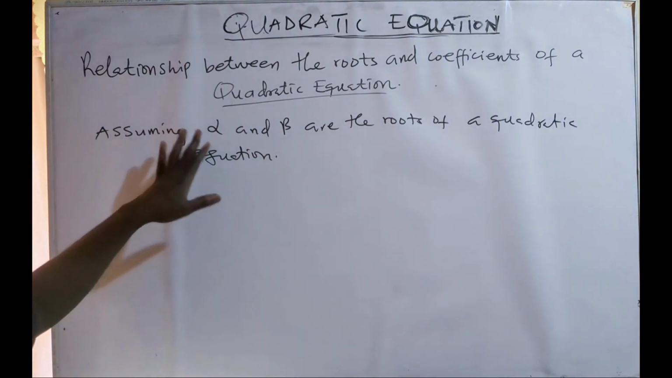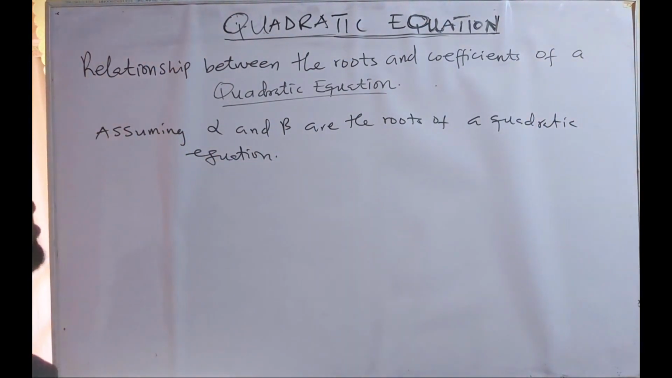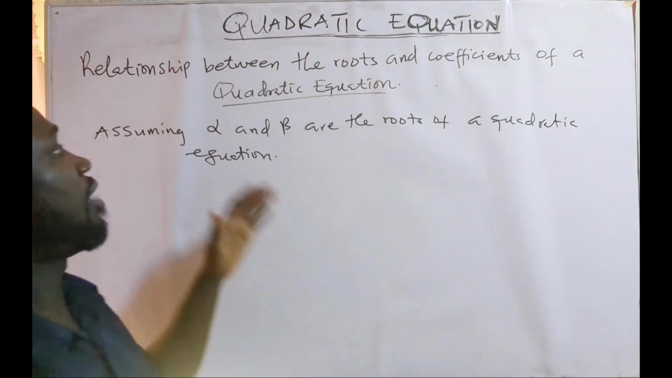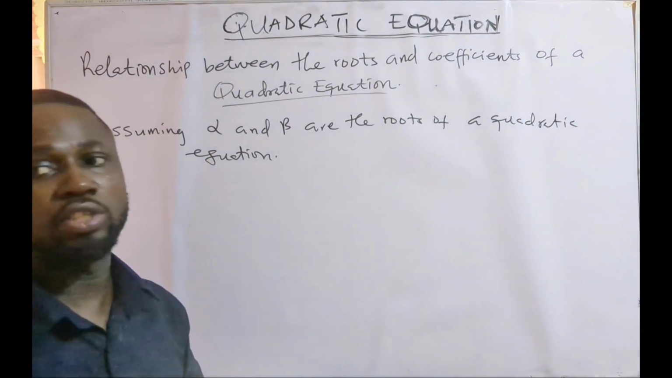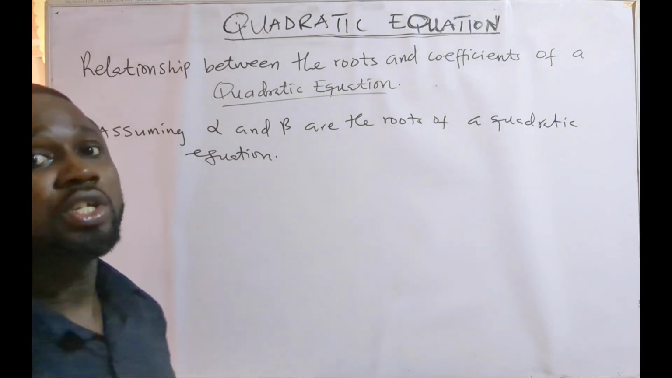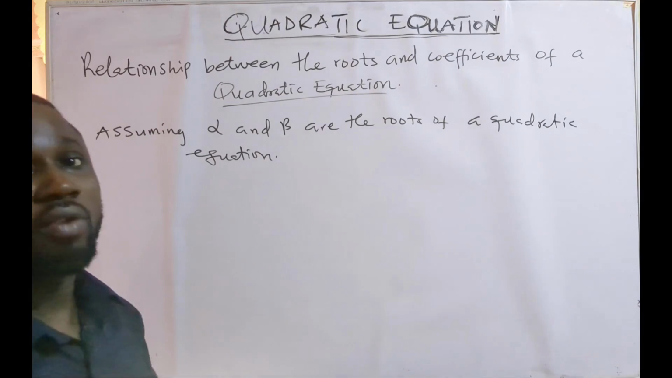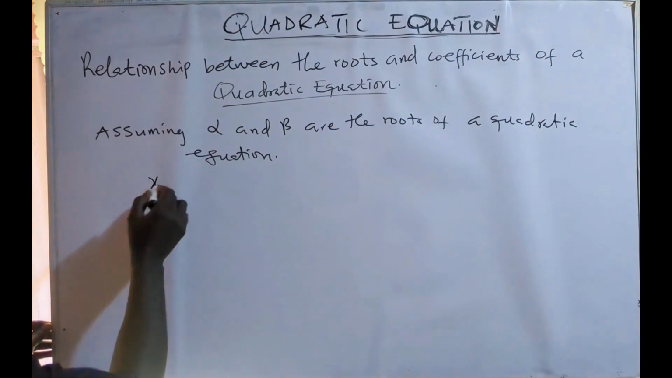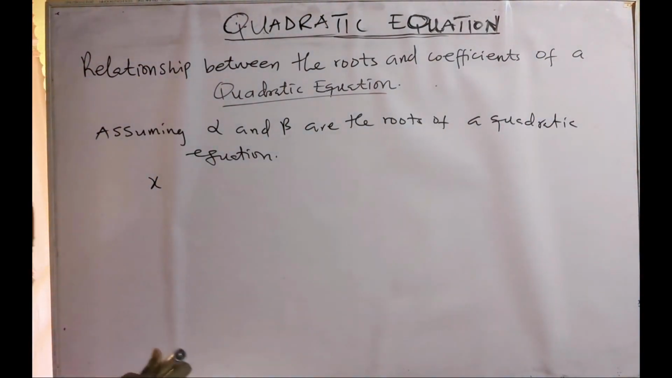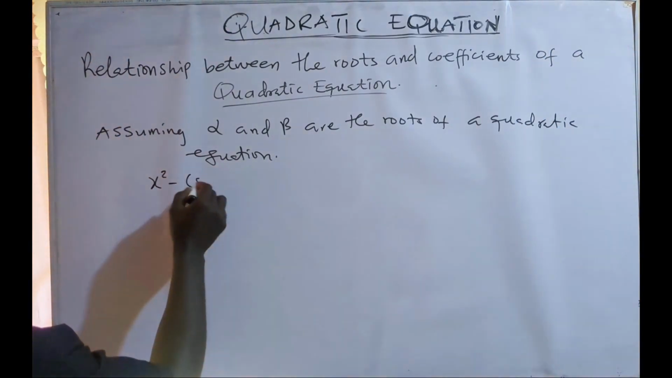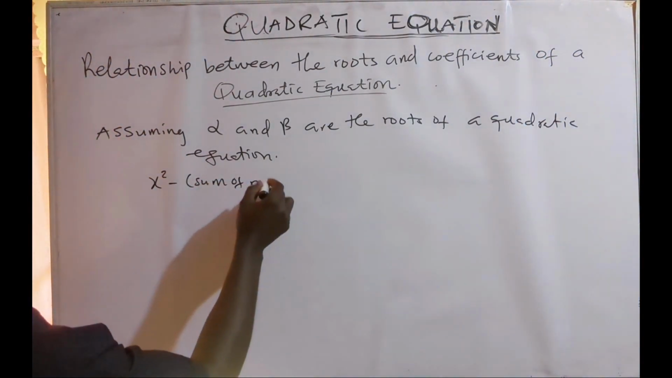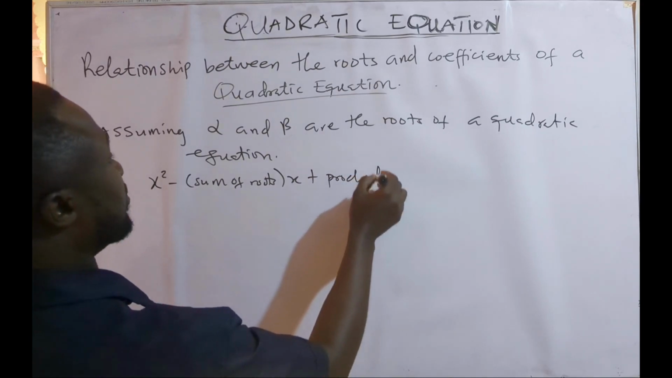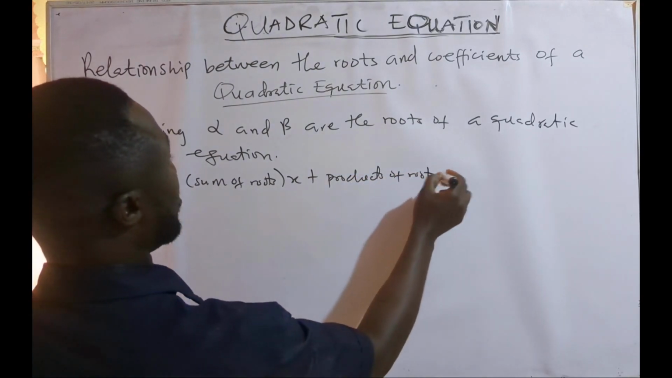So if my roots are alpha and beta, then what will be my quadratic equation? We have learned that when we have roots, we can know how the quadratic equation is going to be. When you are given the roots, you have s squared minus the sum of roots multiplied by s plus the product, and that will give you 0.